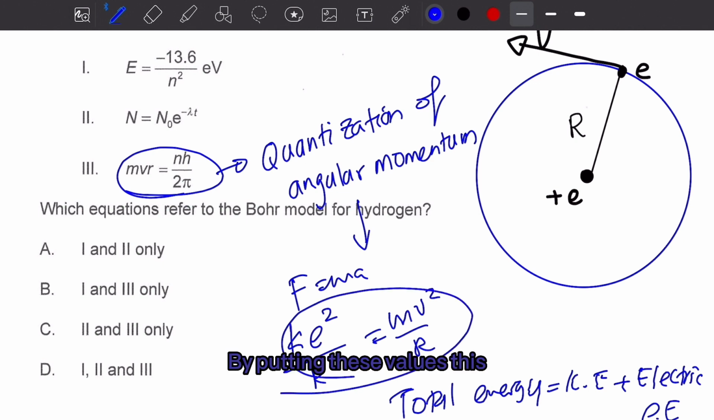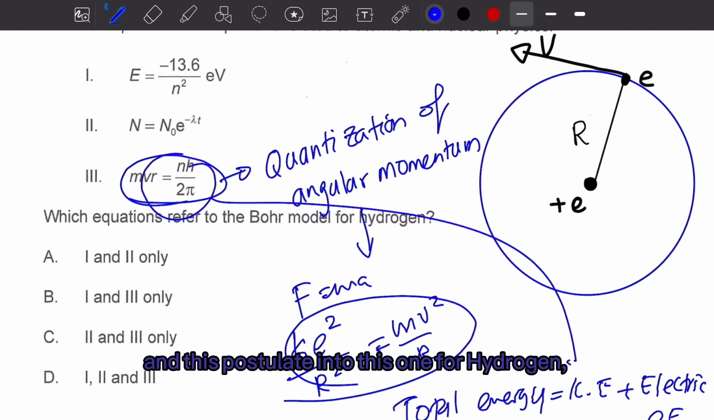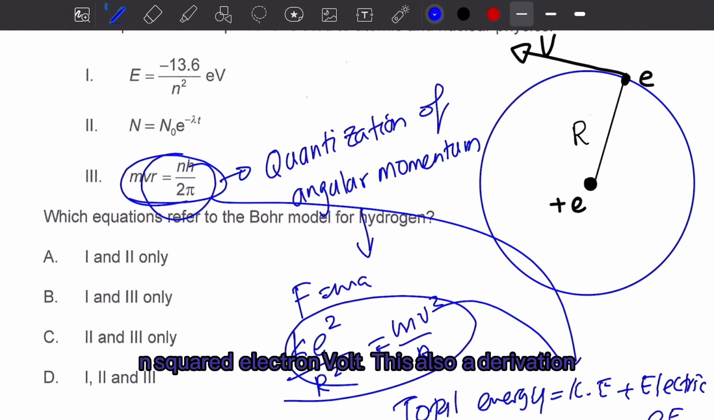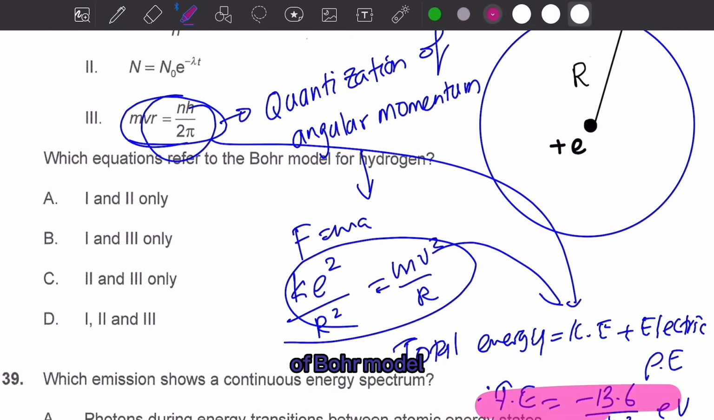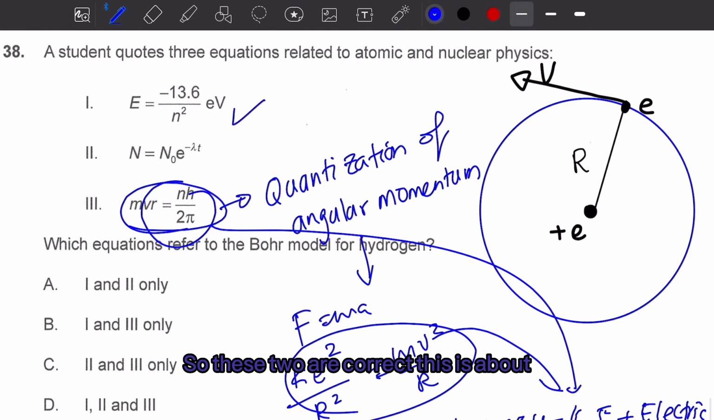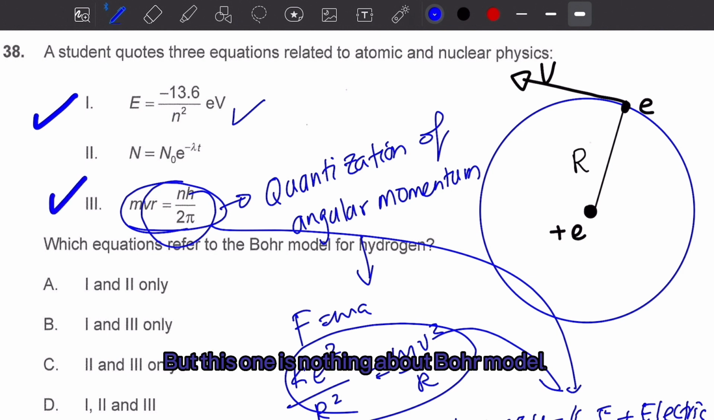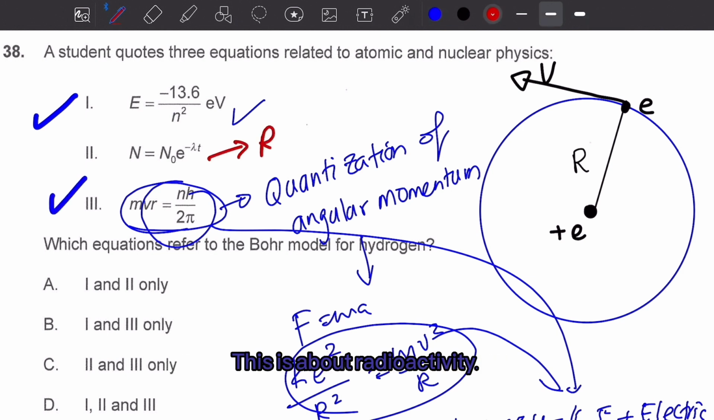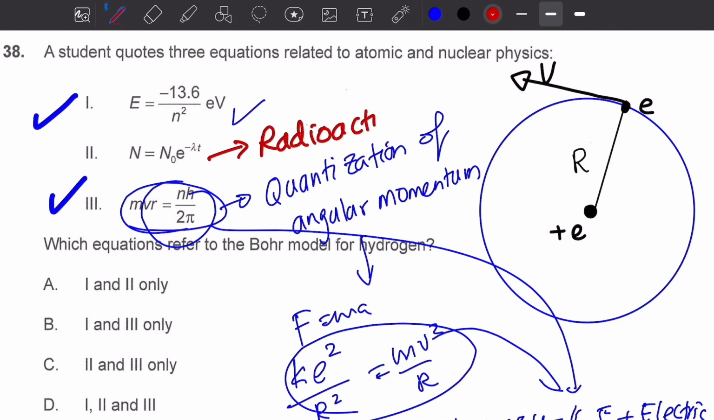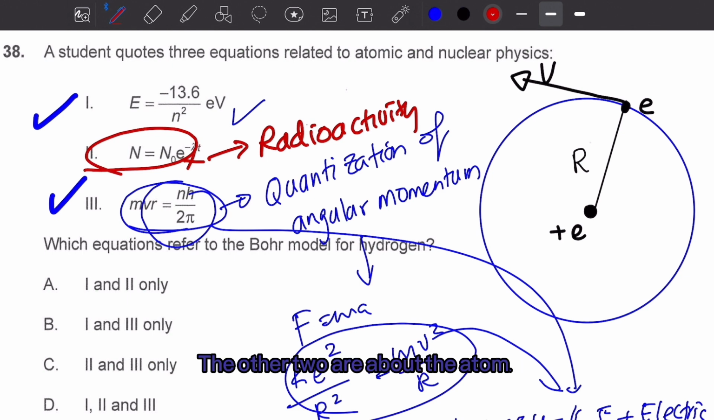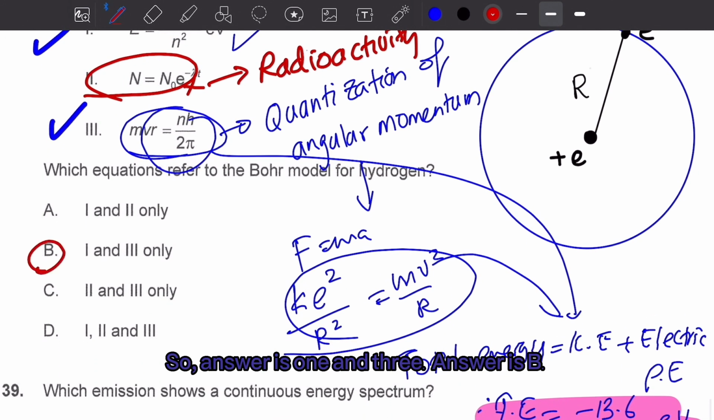By putting these values and this postulate into this one for hydrogen, the total energy equals minus 13.6 over n squared in electron volts. This is also a derivation of the Bohr model. So these two are correct. This is about the Bohr model of hydrogen, but this one is nothing about the Bohr model. This is about radioactivity, so it is not related. This is about the nucleus. The other two are about the atom. So answer is 1 and 3. Answer is B.